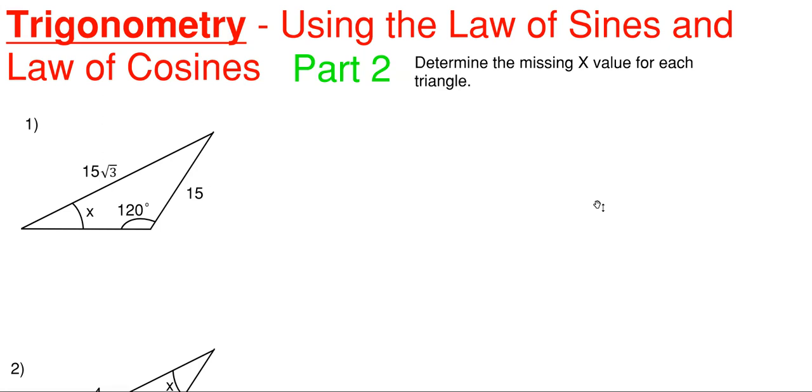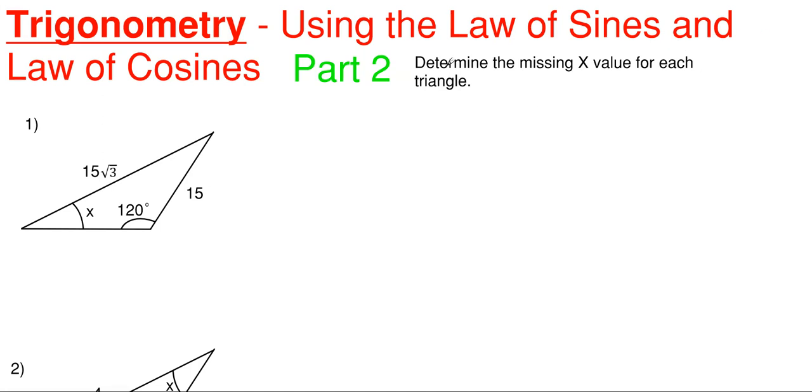So what we're going to be covering in today's video is trigonometry, and we're going to be looking at how to use the law of cosines or the law of sines to solve for either a missing side or a missing angle of a triangle. And this will be the second part in this series.